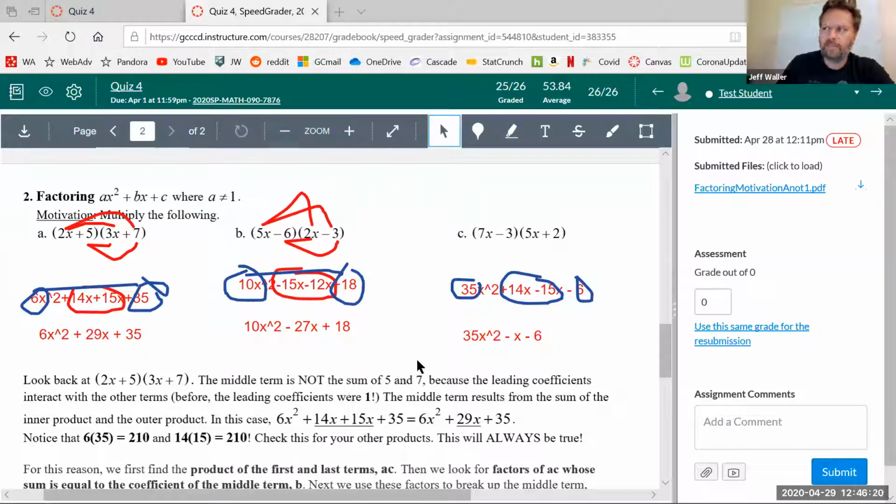I'll let you think about it. Let's see, 18 and 1, that makes 19. 9 times 2, but when you add them, you get 11. 3 times 6, but when you add them, you get 9. Are there any factors of 18 that make 27? No, there aren't. So that same process won't work.